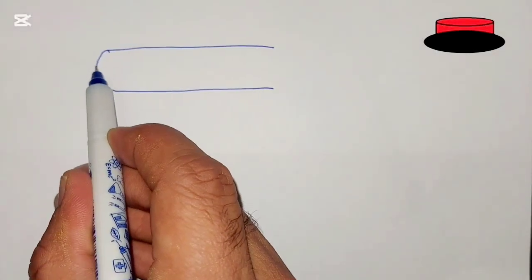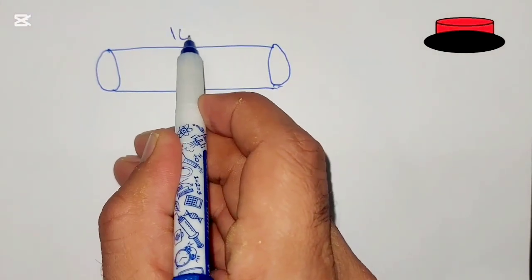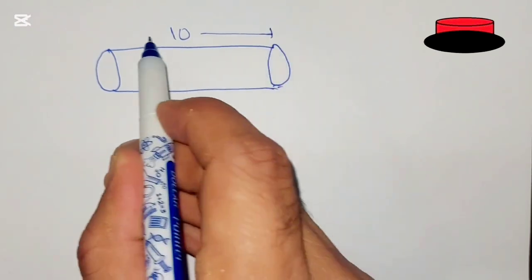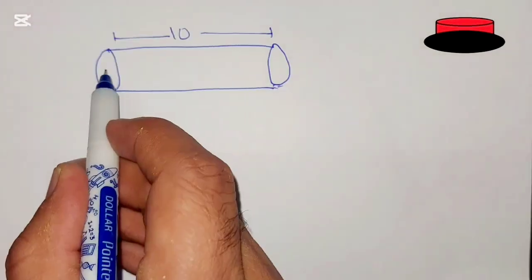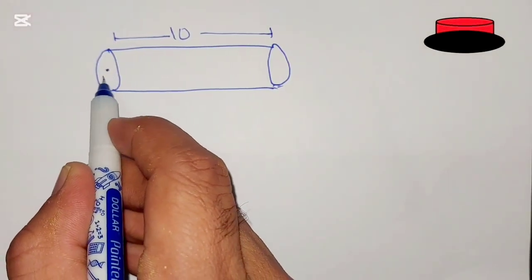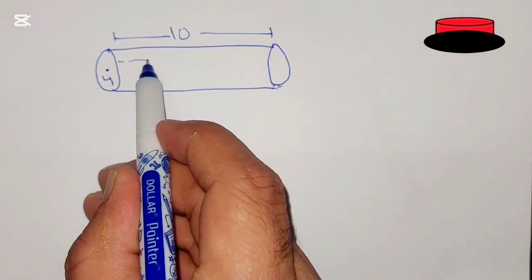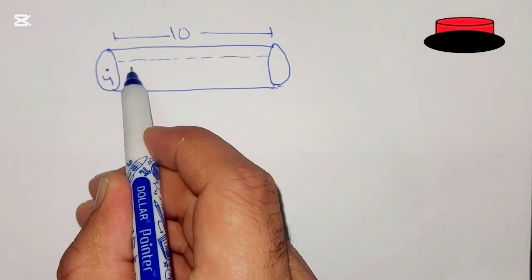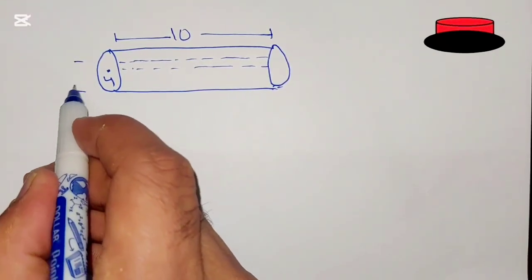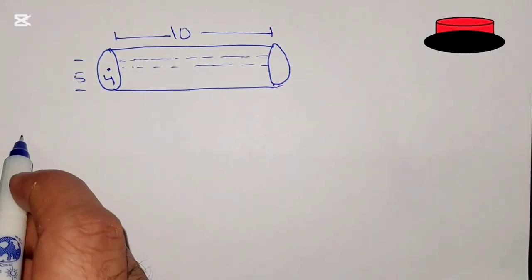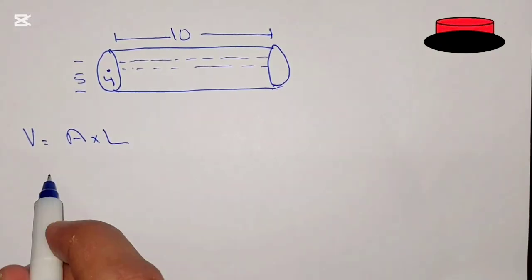In this video, here we have a figure. Let's suppose this is the cylinder, and the length of the cylinder is 10 meters and the radius of the cylinder is 4 meters, and there is water inside it. The height of the water inside the cylinder is 5 meters. We have to find out the volume of the water inside the cylinder.